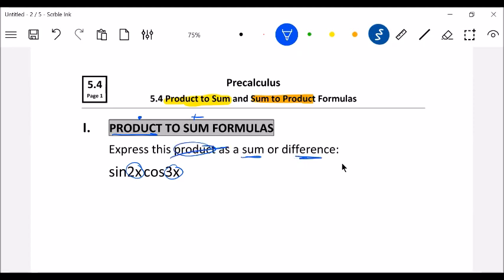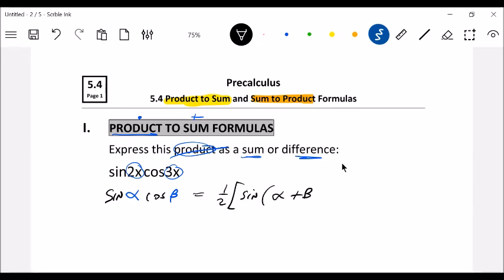So we don't want it as multiplying. So the first thing for this is to recognize that we see 2x as alpha and 3x as beta. We do that because of the formula for these. The formula for sine alpha cosine beta is equal to 1/2 the sine of alpha plus beta plus the sine of alpha minus beta. We get that from the list of formulas.